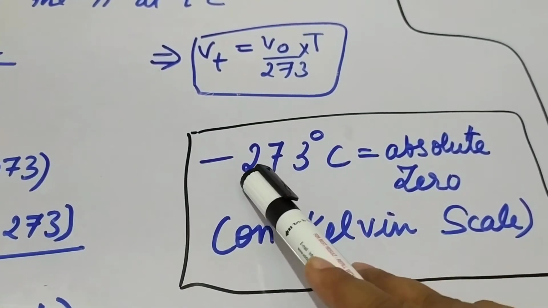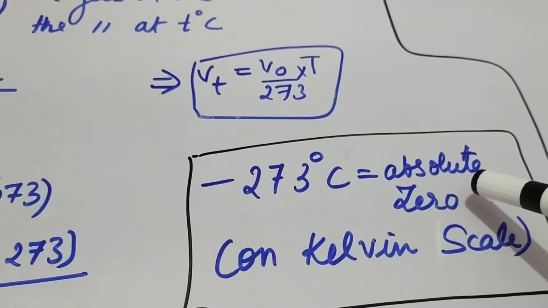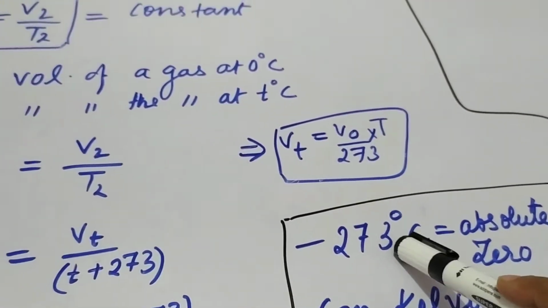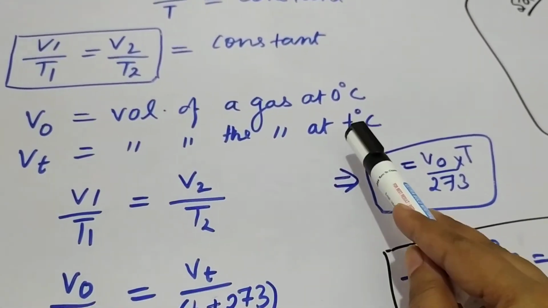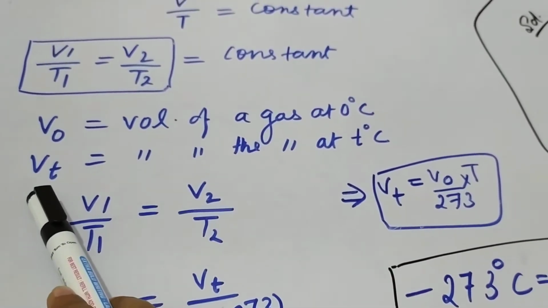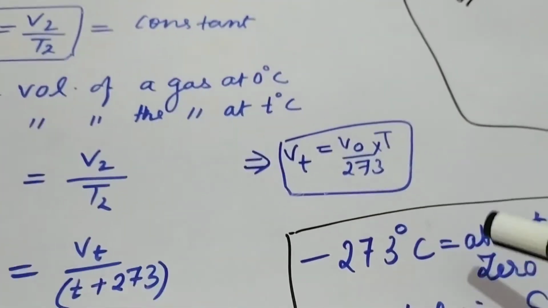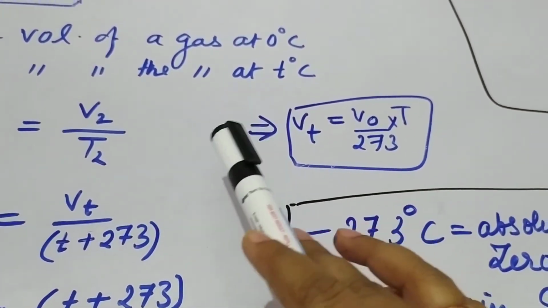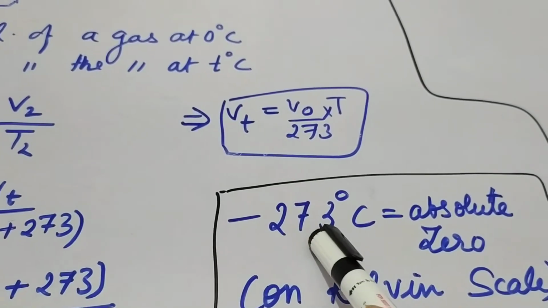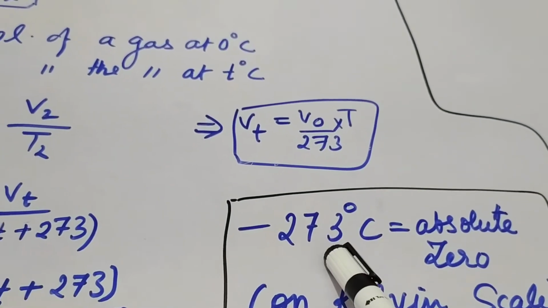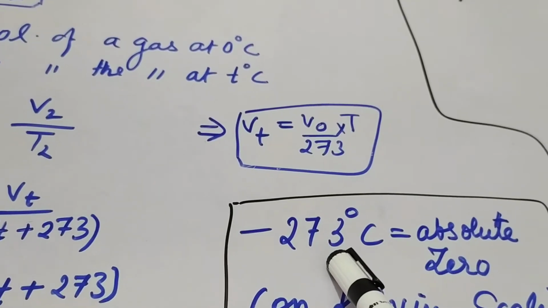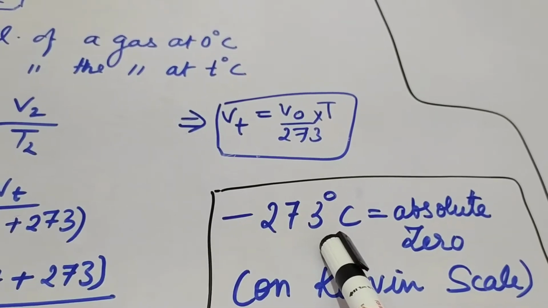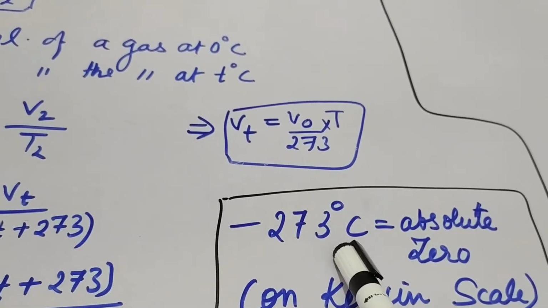Next, minus 273 degrees Celsius is also called absolute zero on the Kelvin scale. Now if you substitute minus 273 as T degrees Celsius and try to find the value of VT, keeping V0 at 0 degrees Celsius, you will find that the value of VT comes out to be 0. It means that at minus 273 degrees Celsius, the volume of any gas is theoretically 0. And this is called absolute zero. It means that gas does not exist.